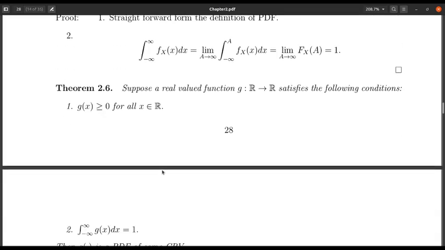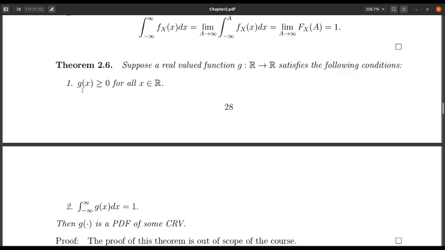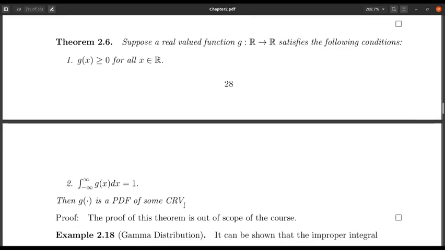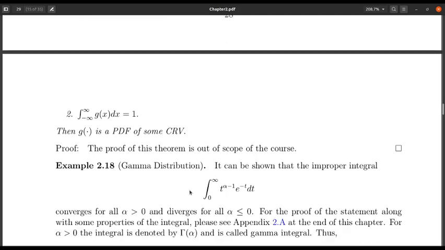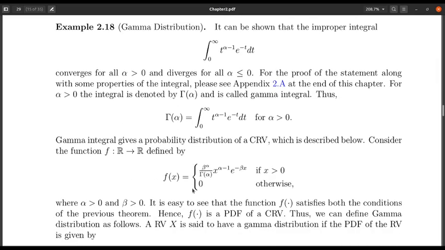The next theorem is thus a kind of converse of this. If a function satisfies both conditions of the previous theorem, then it is basically a PDF. So if g is a function from R to R, such that g is greater than or equal to 0 for all x belonging to R, and the integration of g is equal to 1, then this function g is a PDF of some continuous random variable. Again, the proof we cannot give in this course, but this is a very important theorem in the sense that given a function, we can check if this is a PDF or not. And that is exactly what we are going to do in the next two examples.